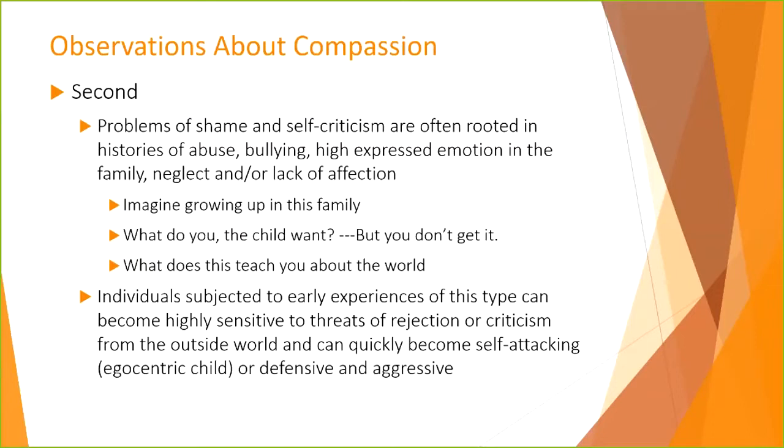So thinking about growing up in this family, what do you, the child, want, but you're not getting it? If you're growing up in a family where there's abuse, high expressed emotion, and neglect or lack of affection, that describes a lot of the families that I've worked with, where there's one or both parents having co-occurring disorders. So what is it that the child wants? What are they looking for? You can go back and say, well, affection, compassion, and a parent like June Cleaver.